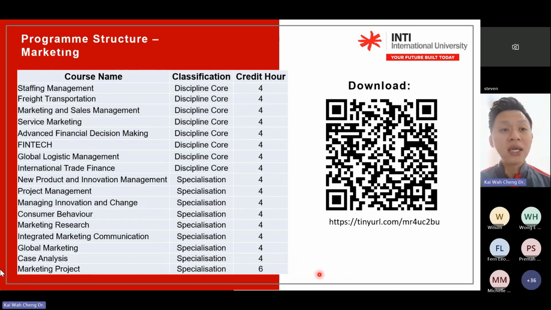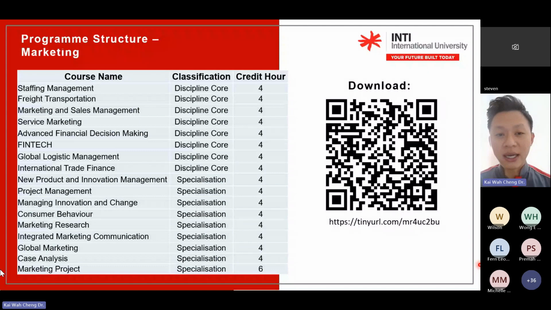If you are enrolling in marketing, maybe you can take a screenshot now, or you can scan the QR code on your screen to download your program structure. This will be your study plan throughout your bachelor degree studies at INTI International University. So for marketing adult learners, please scan the QR code. You need to keep this document until you finish the bachelor programme. You need to have one copy for your reference. Hopefully those marketing adult learners have already taken a screenshot or scanned the QR code to download the program structure.